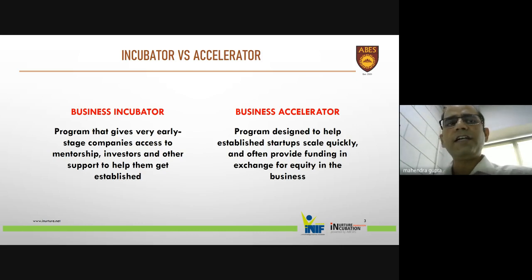So an incubator generally works nationally or regionally, but an accelerator works nationally and beyond. I hope I make sense to you about the difference between accelerator and incubator. Please reply back so that I can understand that you are understanding the concept.